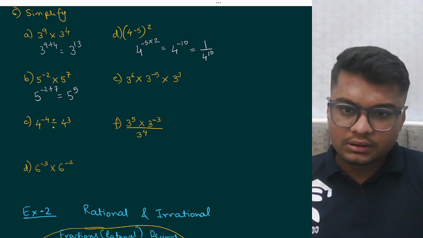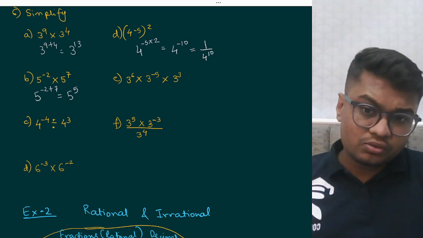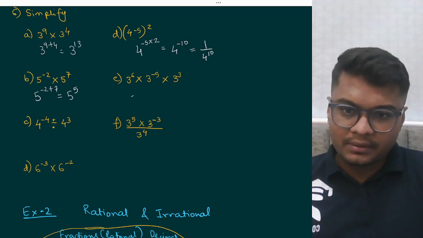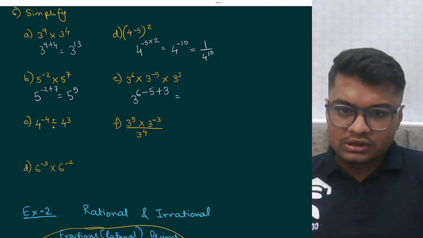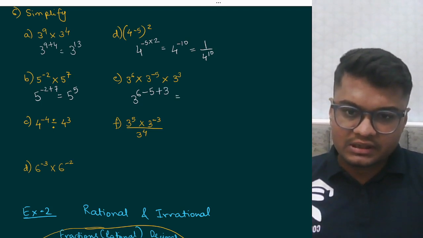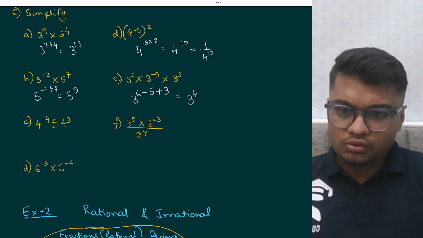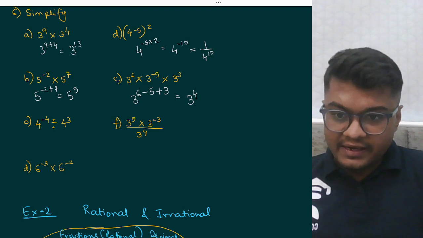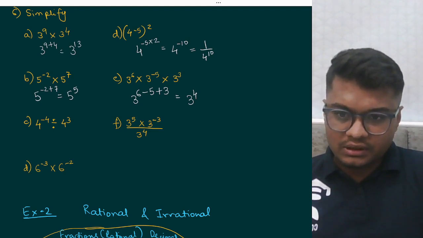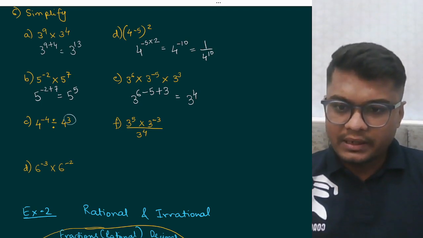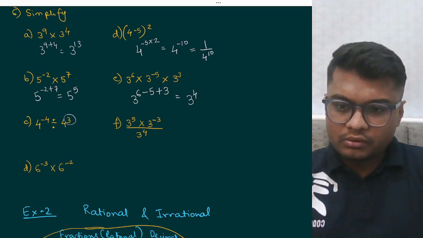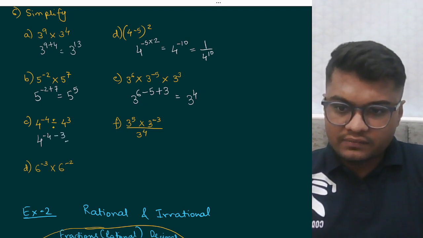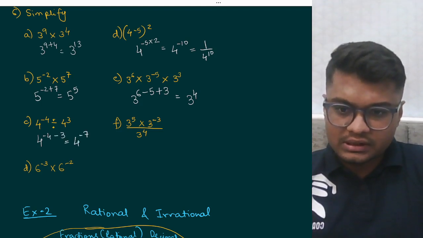Next, 3 raised to minus 6, 3 raised to minus 5, 3 raised to 3, all are multiplied. This becomes 3 raised to 6 minus 5 plus 3. 6 minus 5 is 1, 1 plus 3 is 4. So 3 raised to 4. Now it is division, so this number 3 will get a minus sign. So this will become 4 raised to minus 4 minus 3, which will become 4 raised to minus 7.